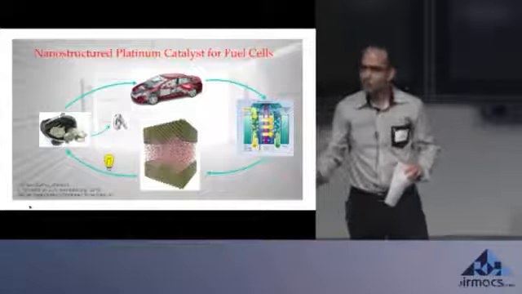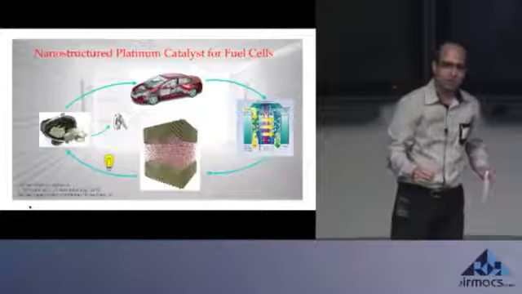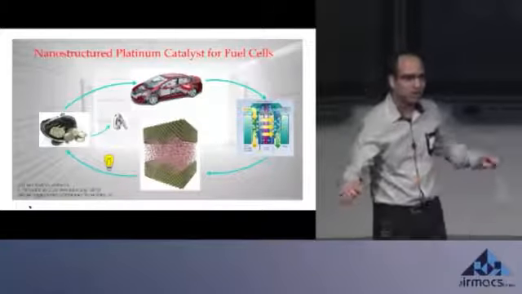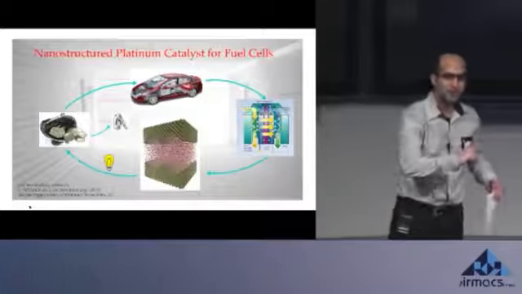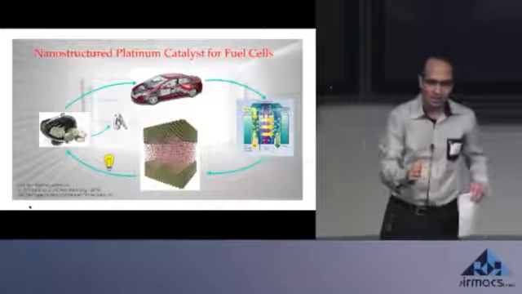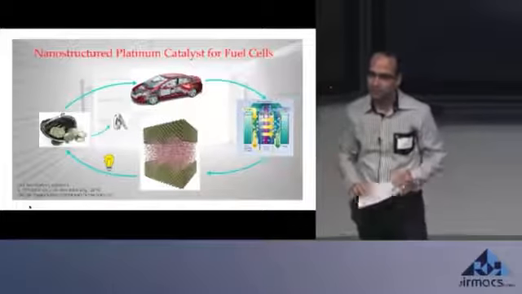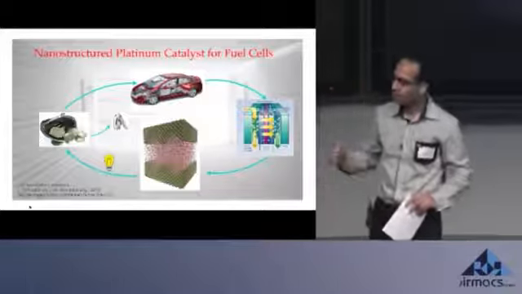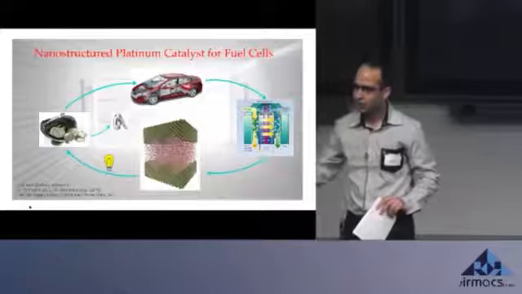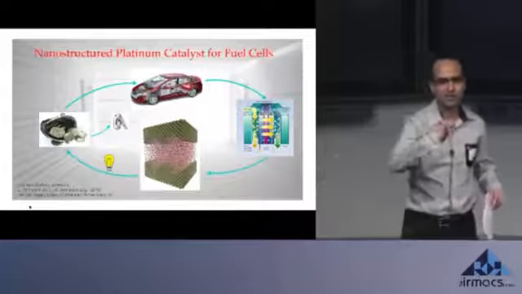Then I asked the question, what is the relation between the catalyst nanostructure and the distribution of reactants on its surface? Then how does that translate to catalyst utilization factor? I simulated around 200 different catalyst structures and analyzed the trends in the utilization factor.